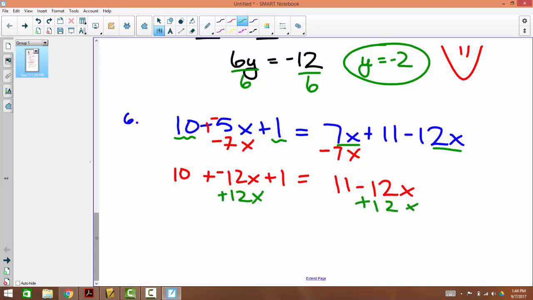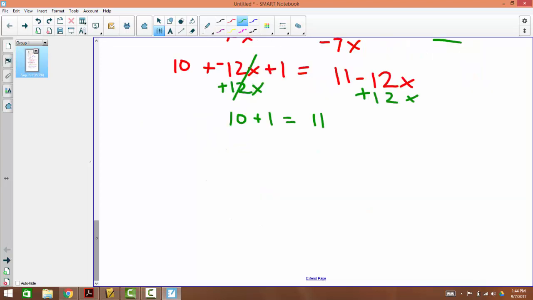So this is fascinating. Our x's are all canceling. So we're getting 10 plus 1 equals 11. Now, what's great is that that is actually true. 11 will always equal 11. So this answer is all solutions. Any and every number you plug in there will work.